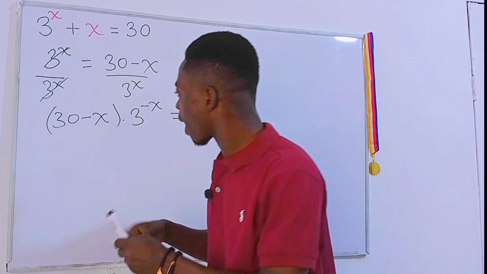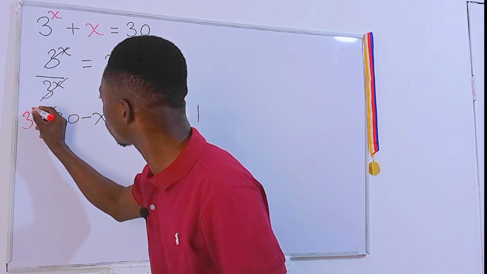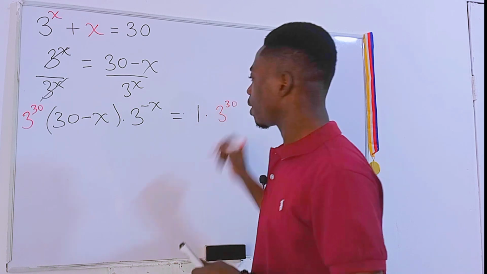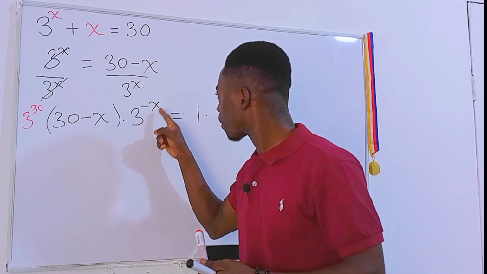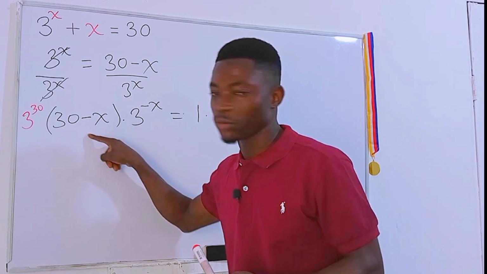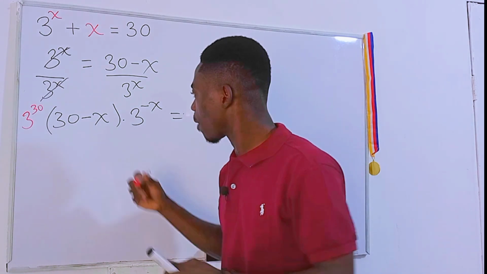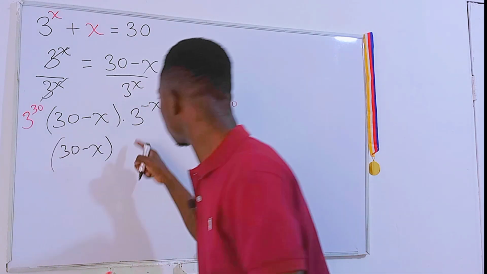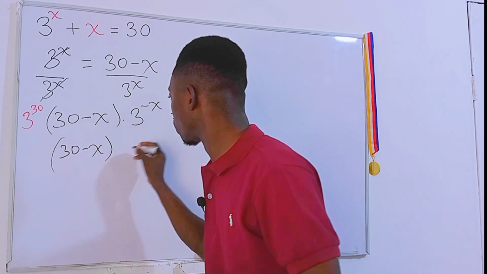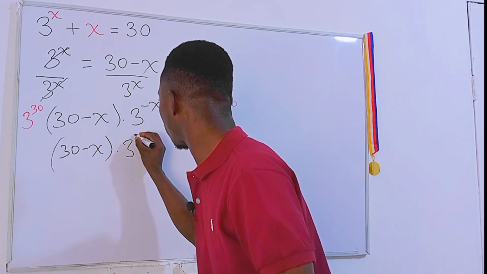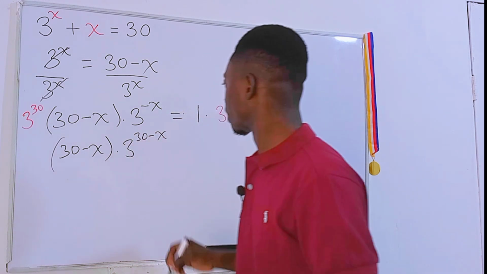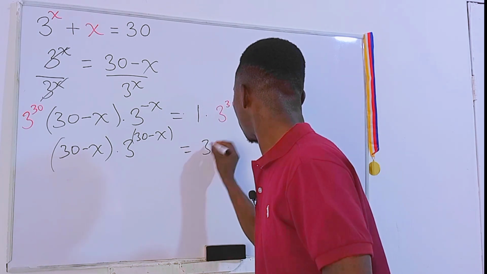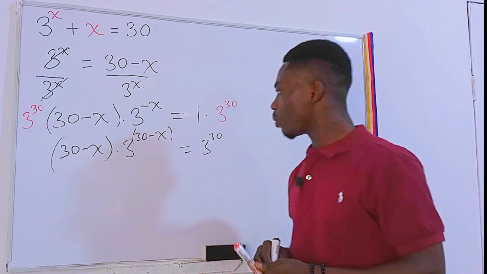Let's go ahead and multiply each side of the equation by 3 to the power 30. So I will also multiply here by 3 to the power 30. The reason is this: I just want the power right here to be the same as the coefficient over here. So now we can write it as 30 minus x times, because the bases are the same, you can just add their powers. So we have times 3 to the power 30 minus x, just like this. Let me put this in parentheses so that it will look nicer. Then the right hand side, we have 3 to the power 30. Cool.